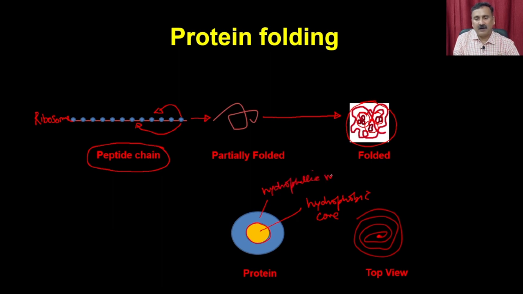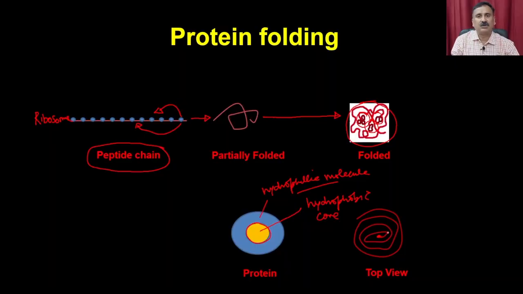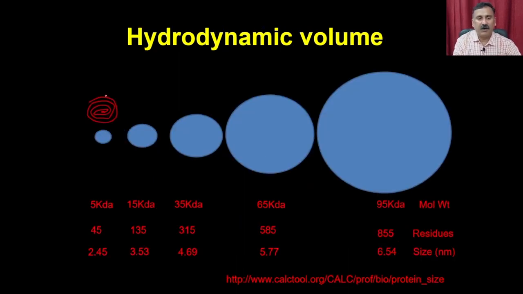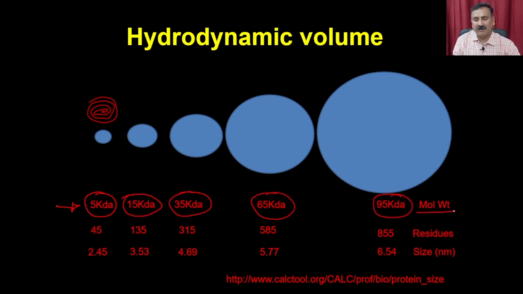And as I said, when you are doing gel filtration, you see the arrangement of the amino acids around a particular center, and the proteins form balls of different diameters, or Rg values. If I show you how the sizes vary, I have taken examples of different protein sizes: a 5 kDa molecule, 15 kDa, 35 kDa, 65 kDa, and 95 kDa. These are the molecular weights I have taken.